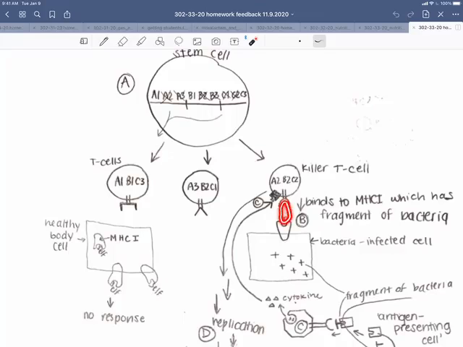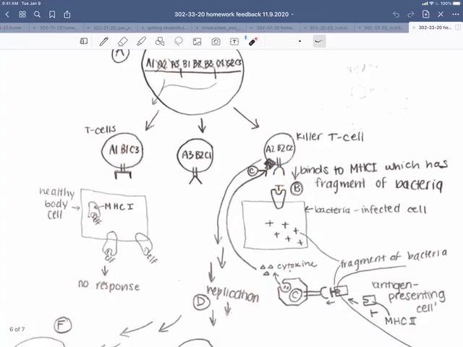So if that binds, and we need a second signal from, here's a helper T cell, it also has those variable regions. And if its receptor also binds a fragment, in this case from a specific kind of cell called an antigen-presenting cell with an MHC class 2, here it is, and if that binds, then it'll release cytokines, and our killer T cell to be activated needs two signals. One, it has to bind to an MHC class 1 with a fragment of bacteria, and two, it needs this signal from a helper T.